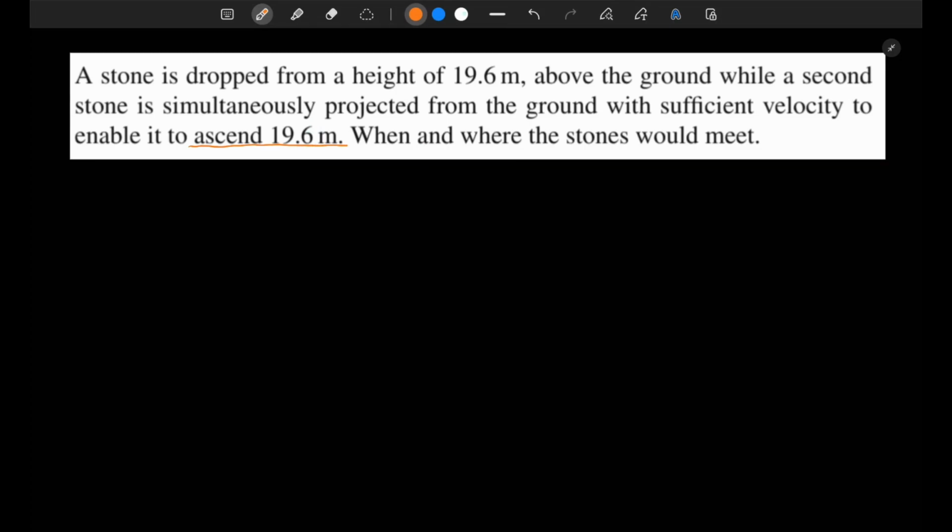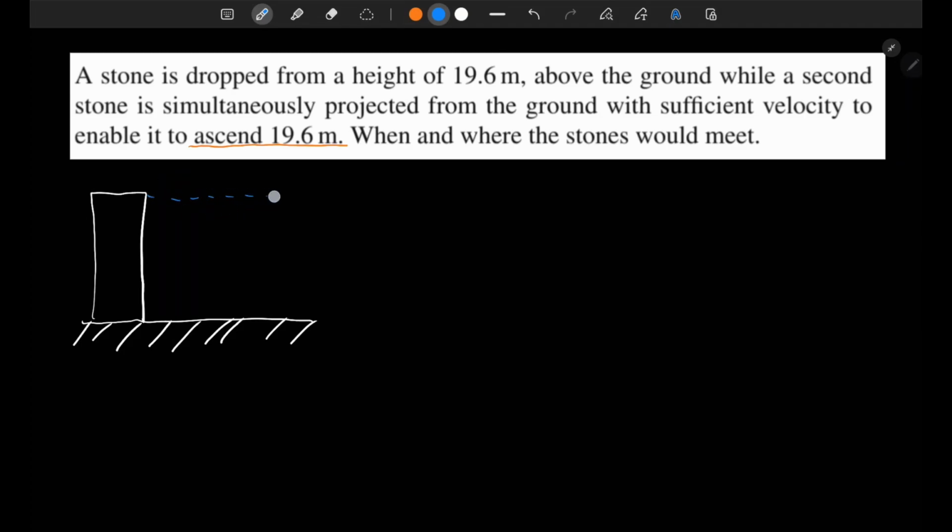So to start, let's draw a diagram. So we have some ground, and on that ground there's a building. This building has a height, and it has a height of 19.6 meters. The ground we're going to call h equal to 0 meters.